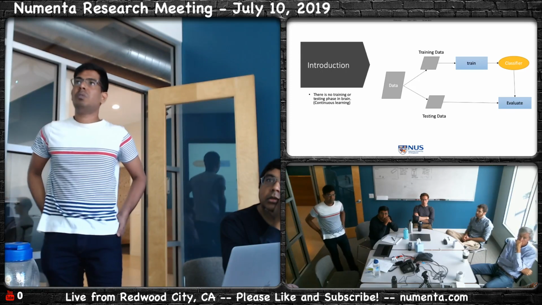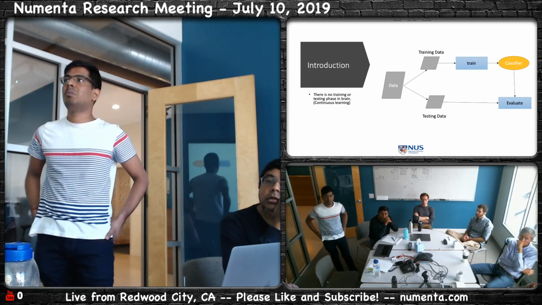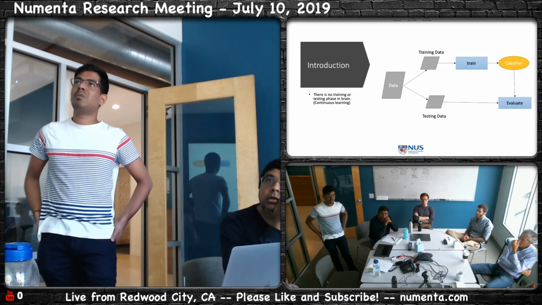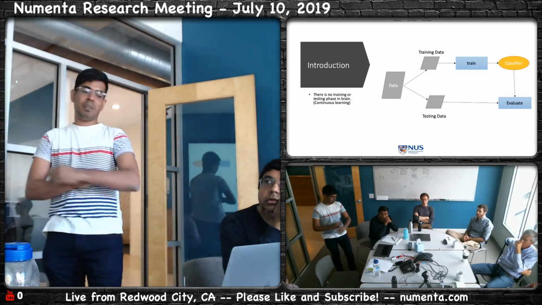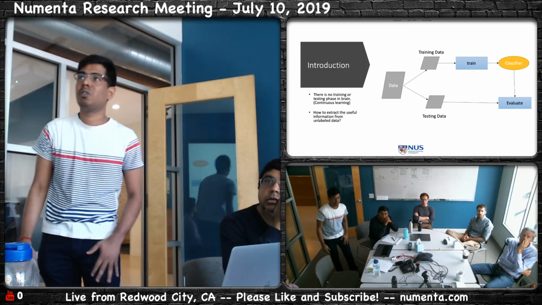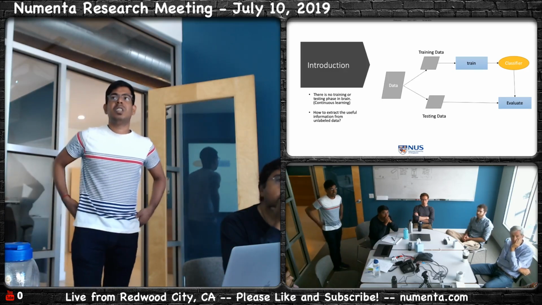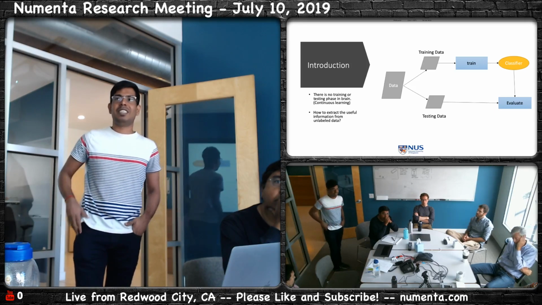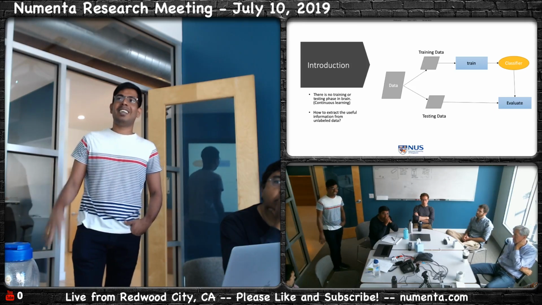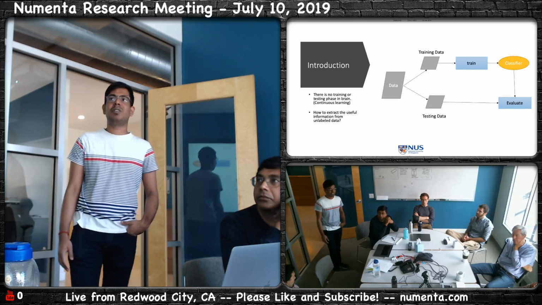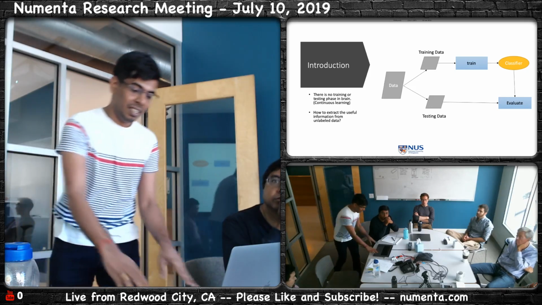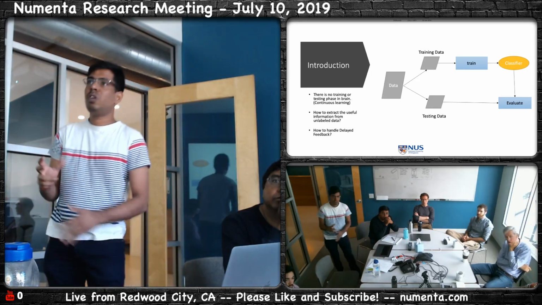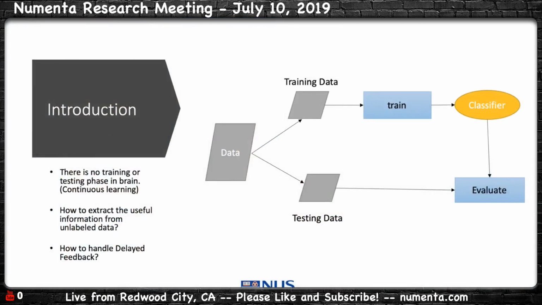So we have to do some learning with all the data that we have. We are not going to get annotated data all the time. There is a lot of unlabeled data, so we have to leverage the information from it. So the question is how we are going to handle the delayed feedback.